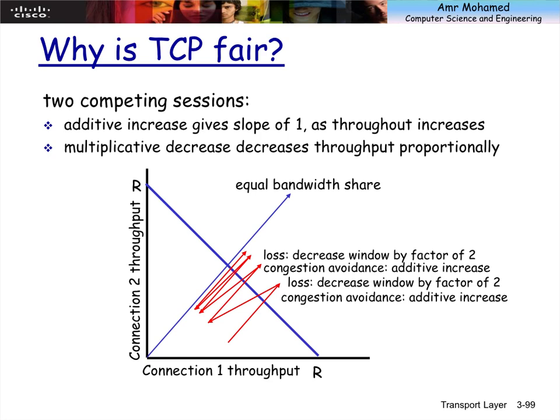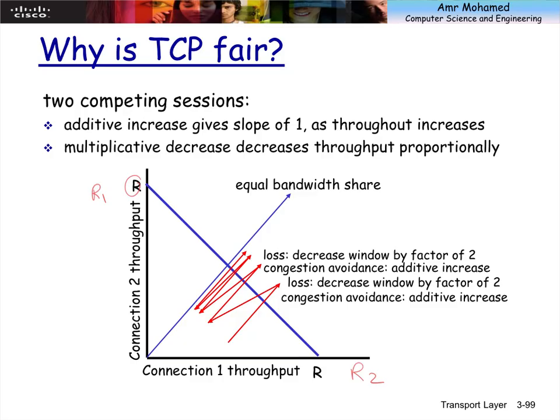Assume a very simple scenario that we have 2 connections. The rate for each connection is on one axis. So this line has an equation, assuming that one connection has R1 and the other connection has R2. So this is R1 and this is R2, and we have the total capacity of the network. It varies in reality, but let's assume that it's R.